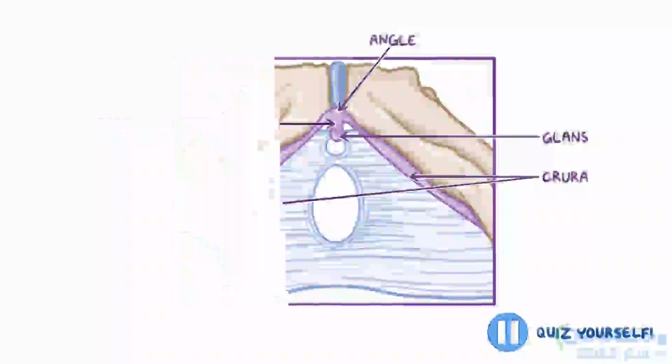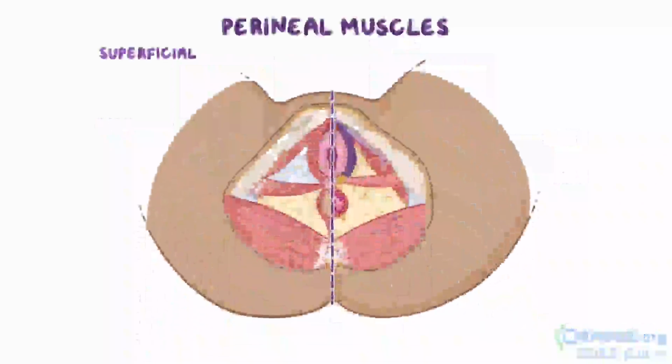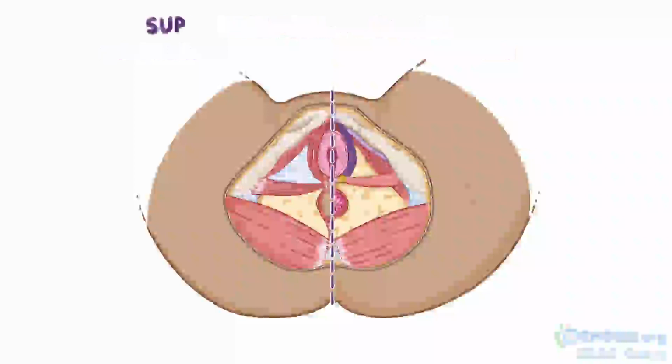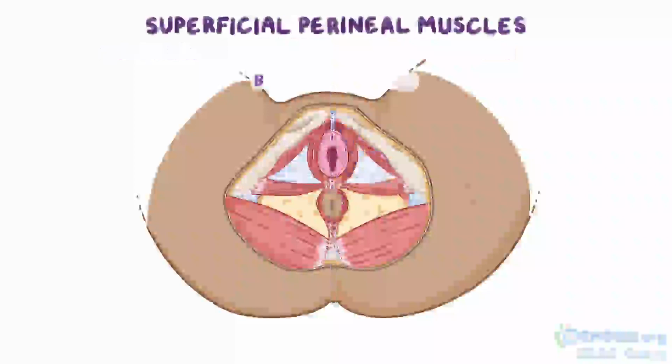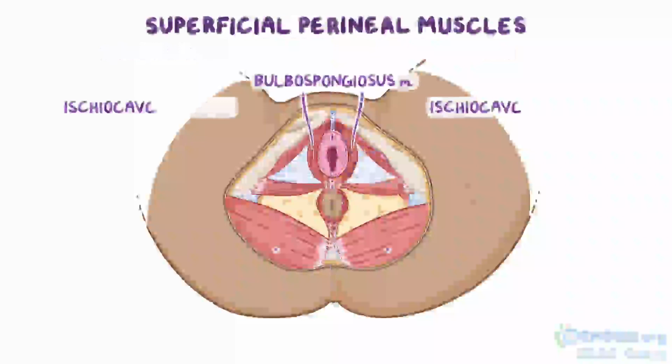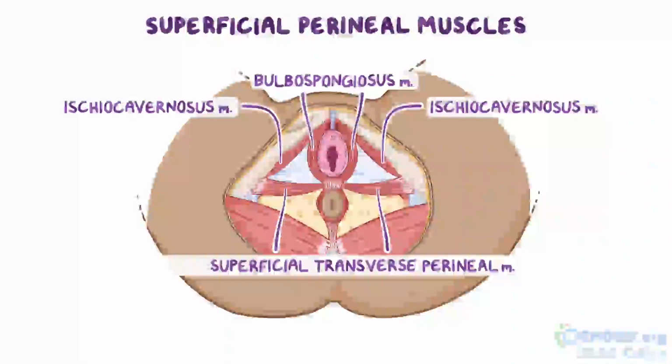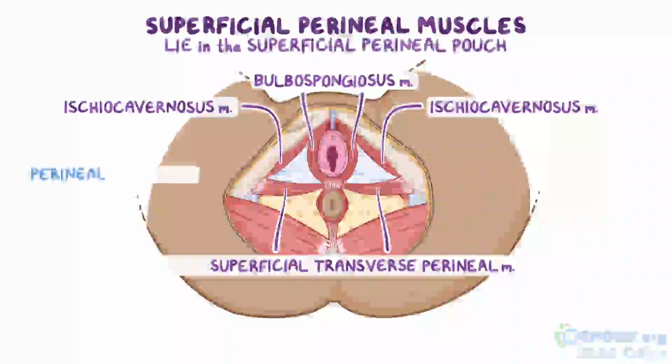Alright, now the urogenital triangle also houses the perineal muscles, which are grouped into superficial and deep perineal muscles. The superficial perineal muscles include the bulbospongiosus, the ischiocavernosus, and the superficial transverse perineal muscles. These muscles lie in the superficial perineal pouch, which is superficial to the perineal membrane.